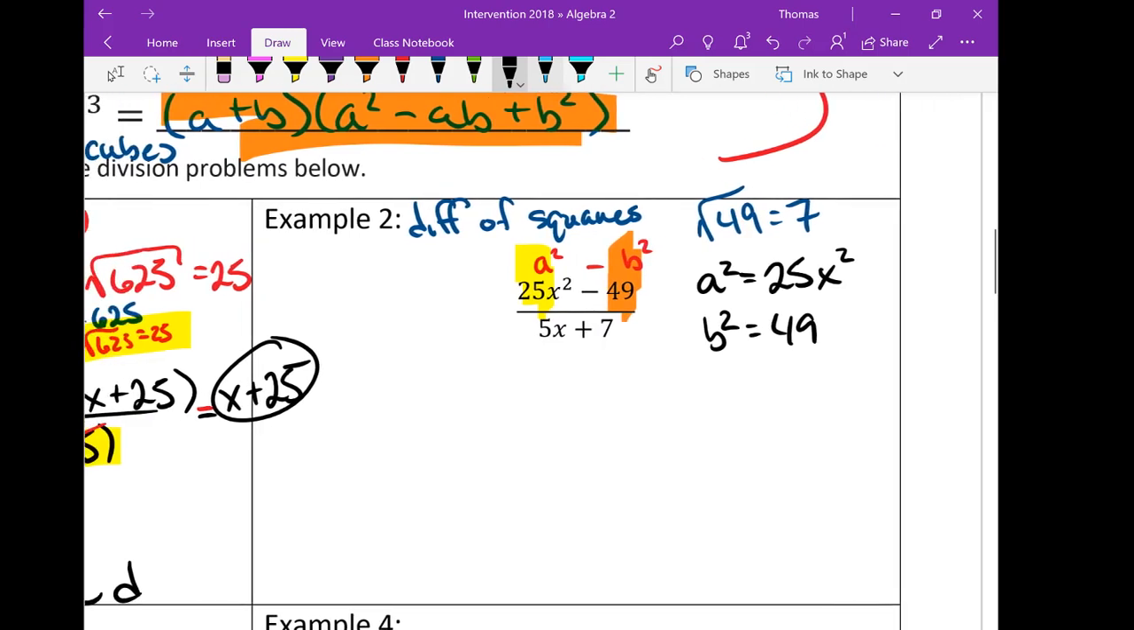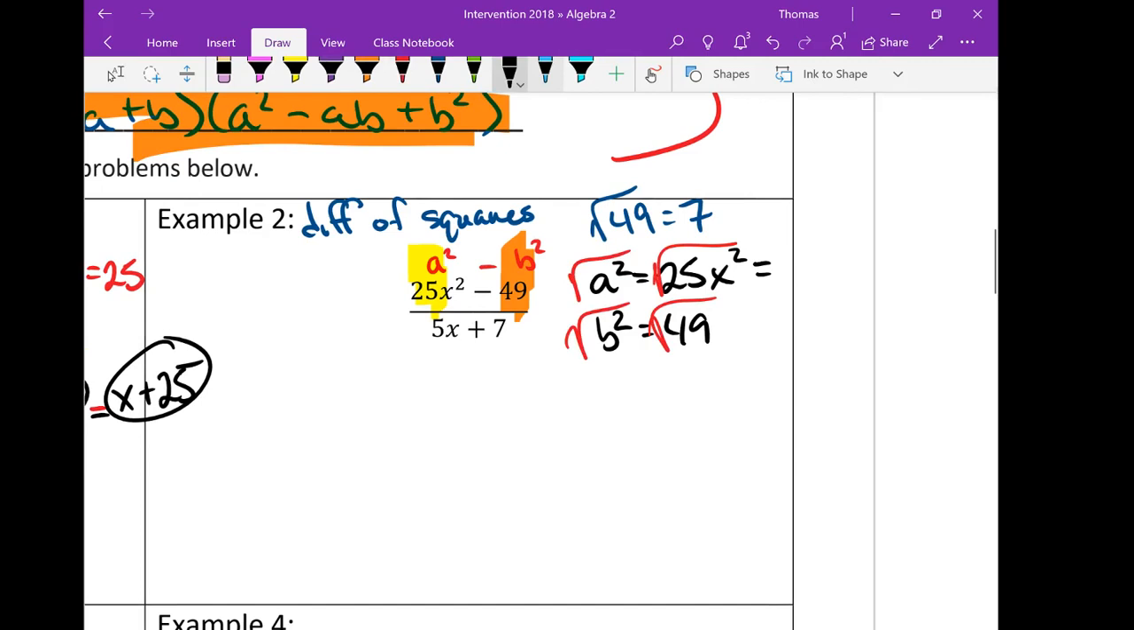So if I simplify those, I need to take square roots of both. Square root of 25, well, that's just 5. A equals 5, and then square root of 25 times square root of x squared. Well, the square root of anything squared is just itself, so it's going to be 5x. And then the square root of 49 is going to give us b equal to 7.